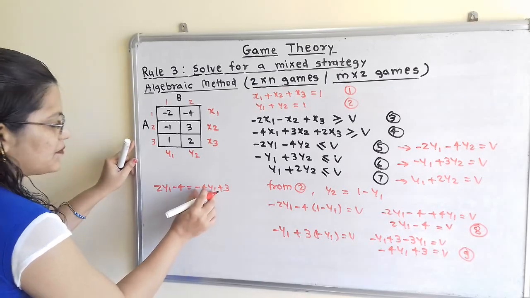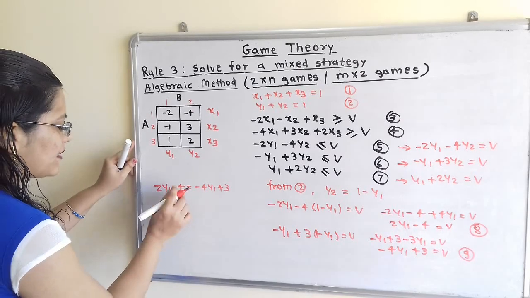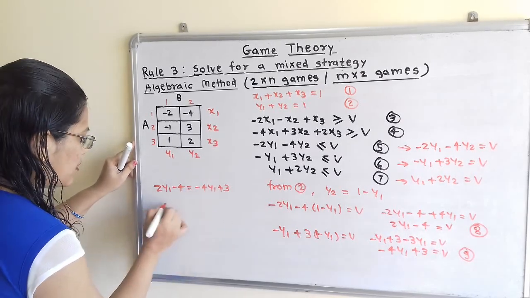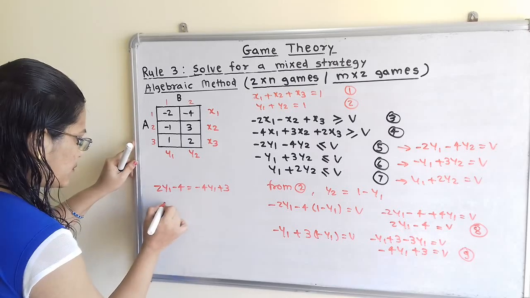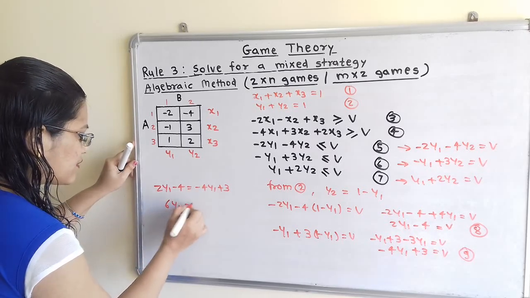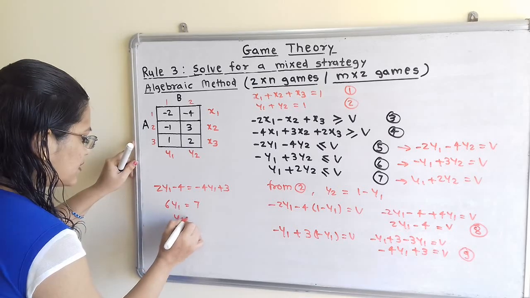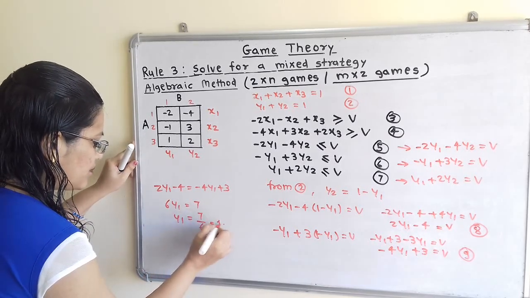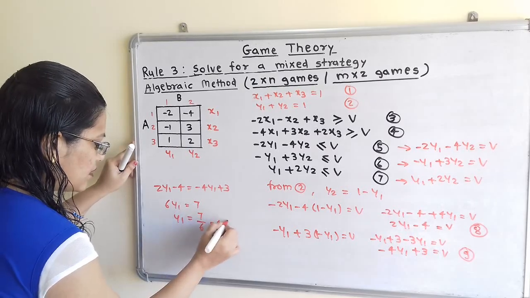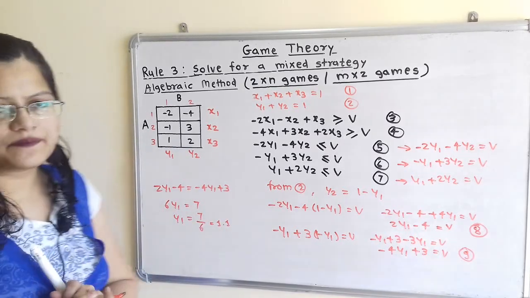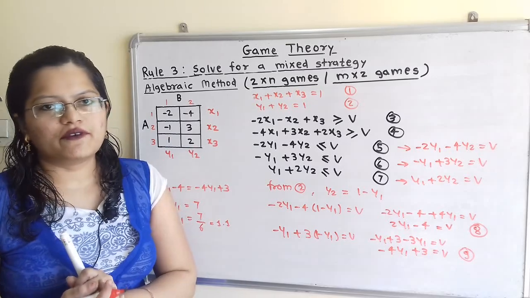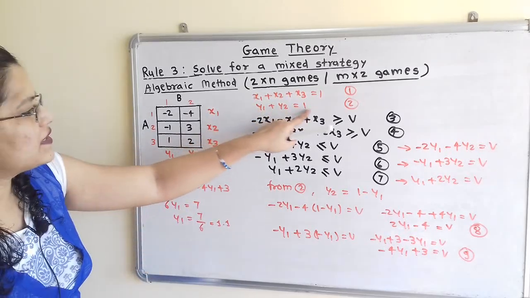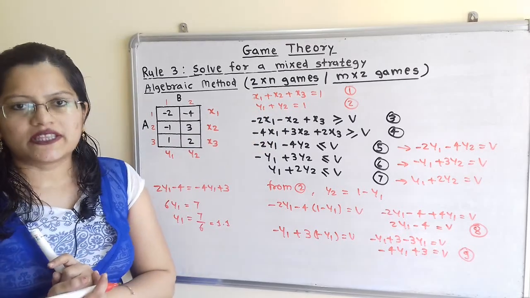So I will transfer this plus 4y1 to the left hand side and minus 4 to the right hand side. So it will become 2 plus 4, that is 6y1 is equal to 7. So y1 is equal to 7 by 6, that is equal to 1 point something, 1.11 something.